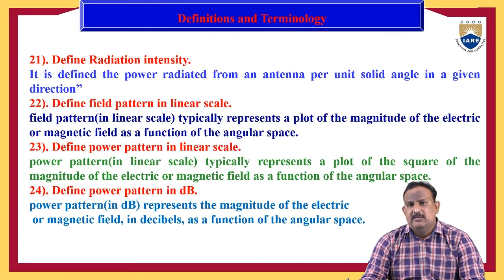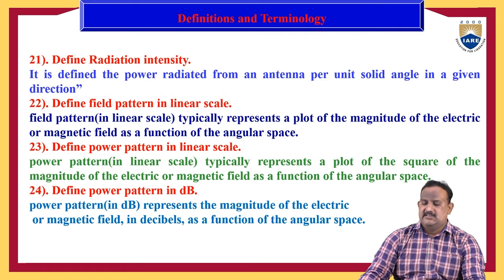Define power pattern in dB. The power pattern in dB represents the magnitude of the electric or magnetic field in decibels as a function of the angular space.